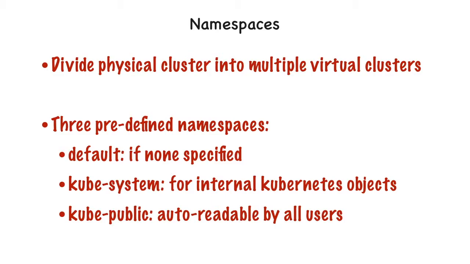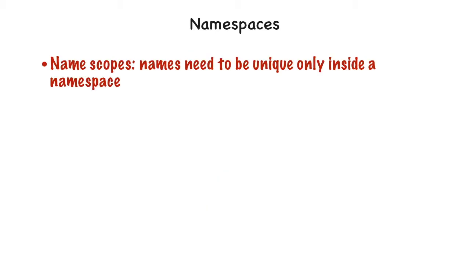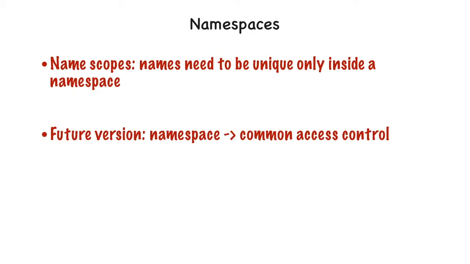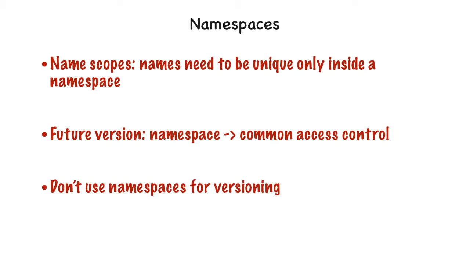Namespaces in Kubernetes, just like namespaces in programming languages, provide a scope for names. So objects only need to have unique names within a namespace. You can reuse object names across namespaces. In future versions of Kubernetes, the idea is that objects in the same namespace will all have the same access control policies by default.